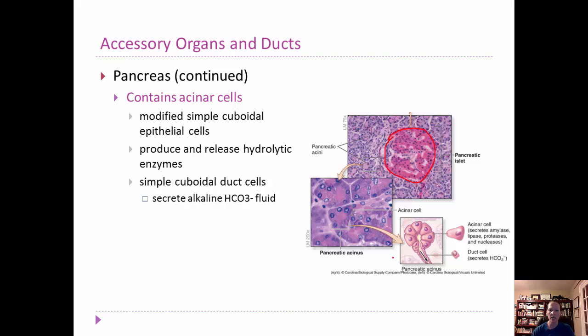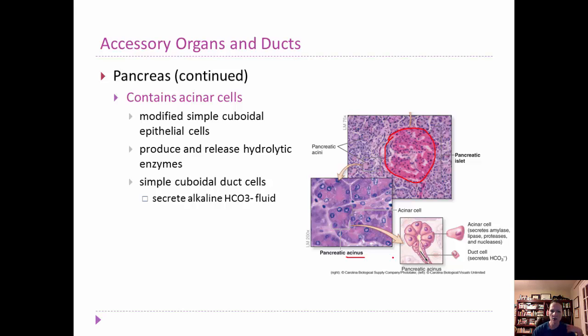Acinus is singular. There it is. Acini is plural. As you can see, they're modified simple cuboidal epithelial cells. You can see them here. So these acinar cells are going to secrete very important hydrolytic enzymes. They are going to secrete amylases. We've already talked about one, so we know what that breaks down. It's going to help break down more starch. It's also going to secrete our key fat enzyme, which is pancreatic lipase. And we'll also talk about some proteases and nucleases that it secretes as well.